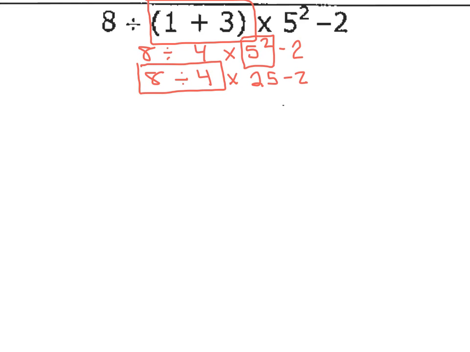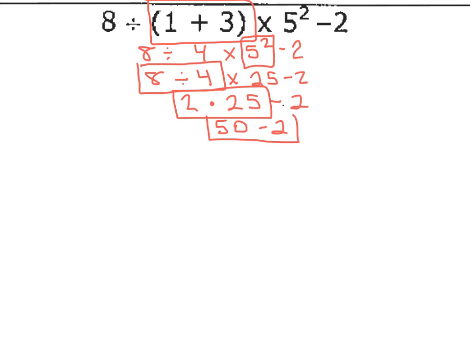We have to divide, so we box it. 8 divided by 4 is 2 times 25 minus 2. Now we have multiplication, so you box it. You solve it. 2 times 25 is 50. And then our last operation is subtraction. 50 minus 2 is 48. And so then circle your final answer.